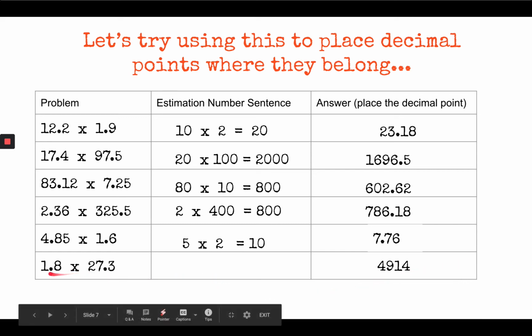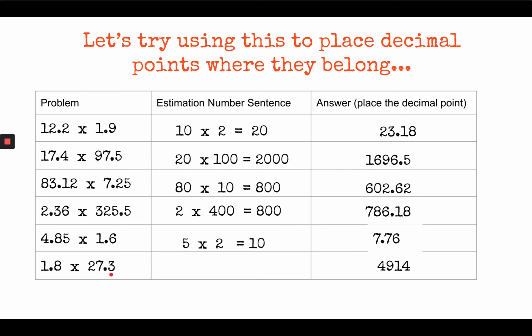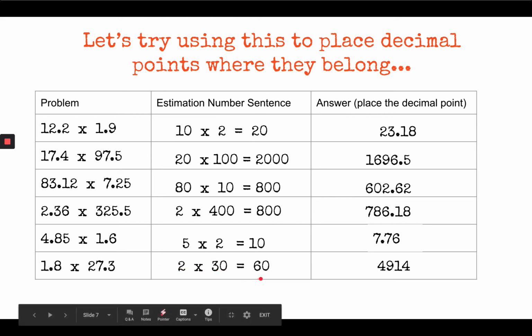All right, and then the last one I have here is 1.8, which I'm going to round to 2, I think, times 27.3. What should we round that one to? Maybe 30, okay? 2 times 30 is going to be 60. 2 times 3 is 6. Add the 0, 60.